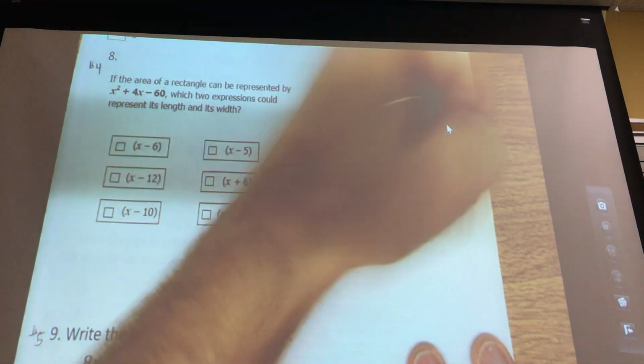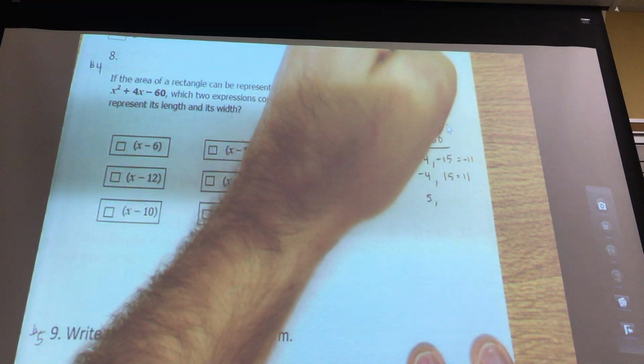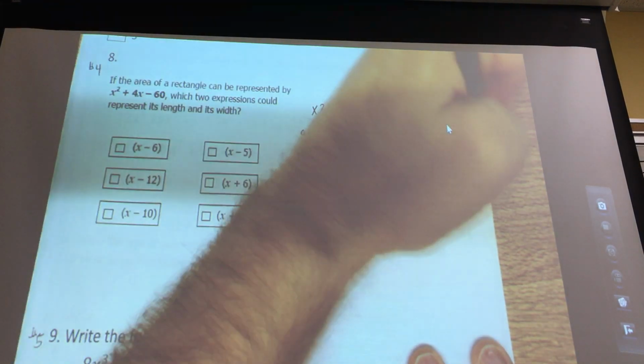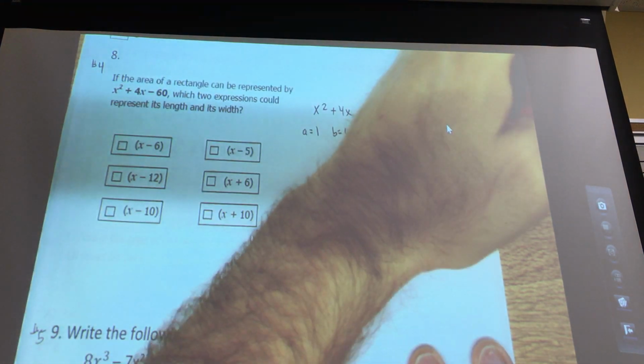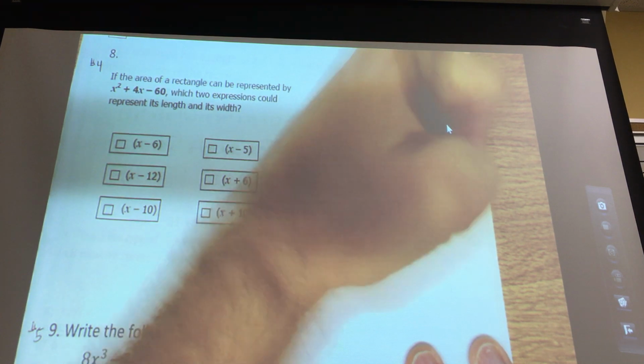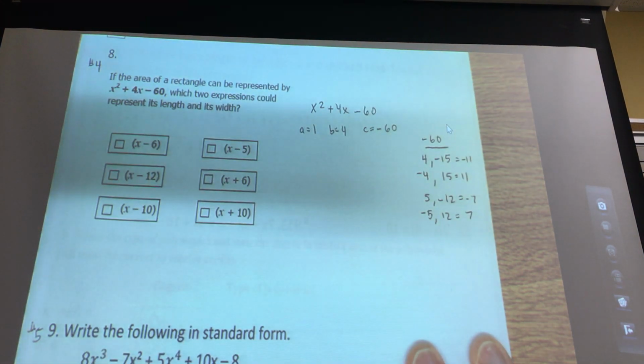All right, so let's go to 5. 5 times 12, well, it would be negative 12 in this case. 5 and negative 12 adds to be negative 7. Well, we don't want negative 7, we want a positive 4. So let's try negative 5 and positive 12. Well, that's going to be a positive 7. Again, that does not work.